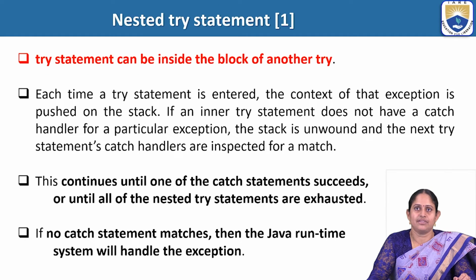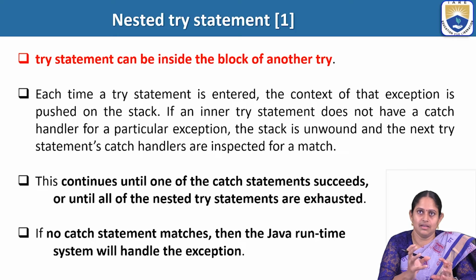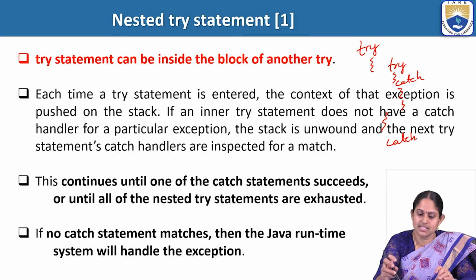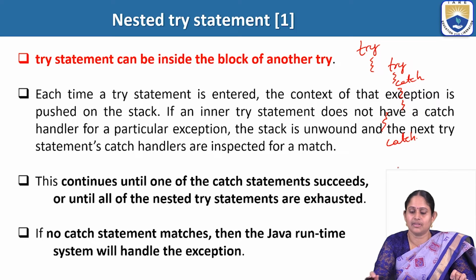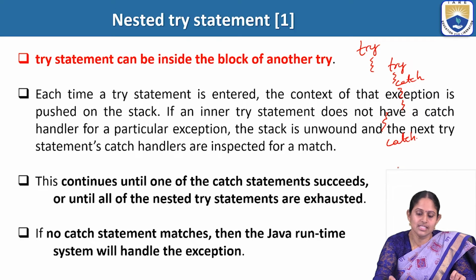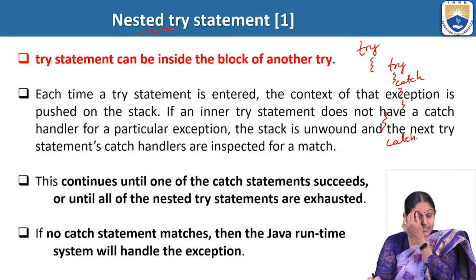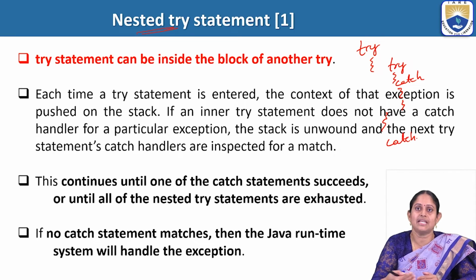Next is nested try. So we can have one try block inside another try block. You have one try block, and inside that we can have another try-catch block, and we have a catch over here. This format is called nested try, when we have one try statement inside another try statement block.